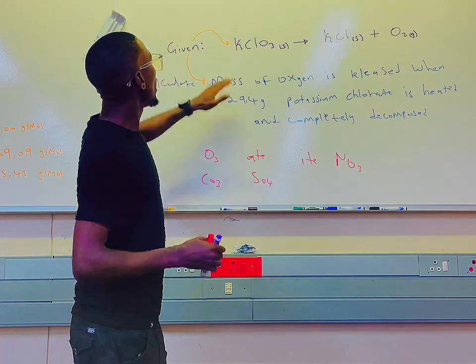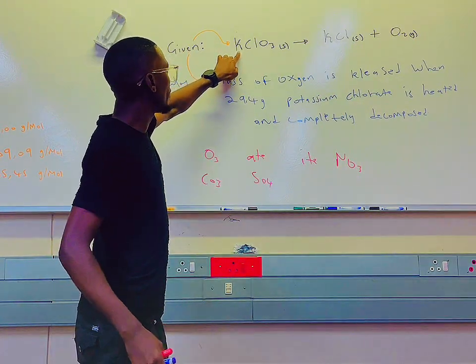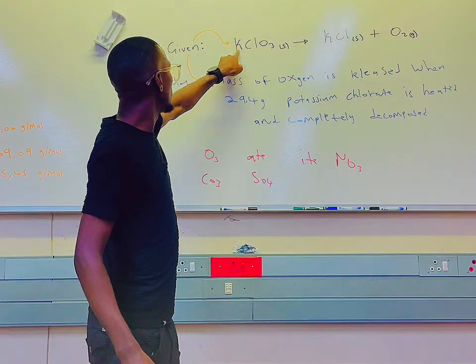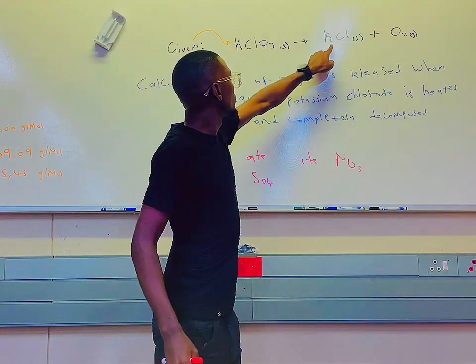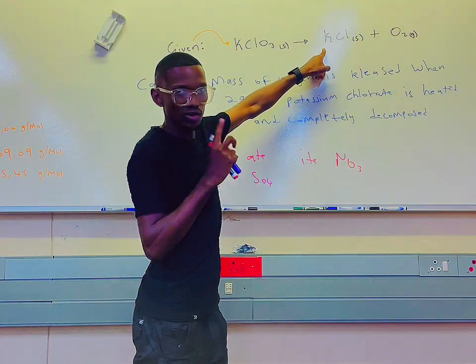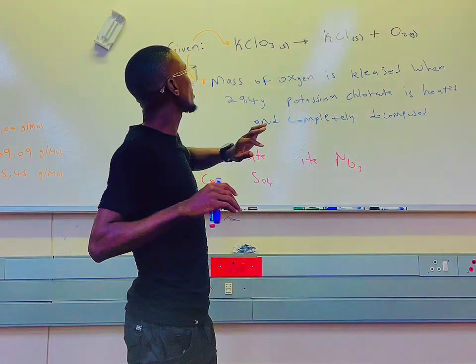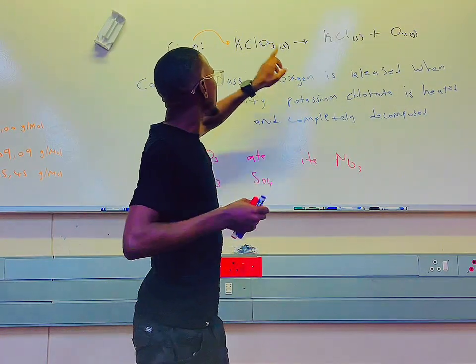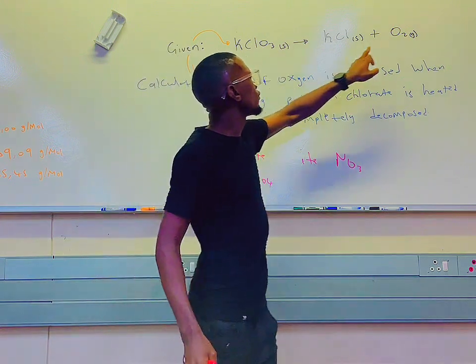Now I need to see how many potassiums I have on this side. I have one. Just because you don't see any number doesn't mean it's zero. No, it's just one. There is one potassium. It's balanced. Chlorine, one. Then I have 3 oxygens this side, and 2 this side.